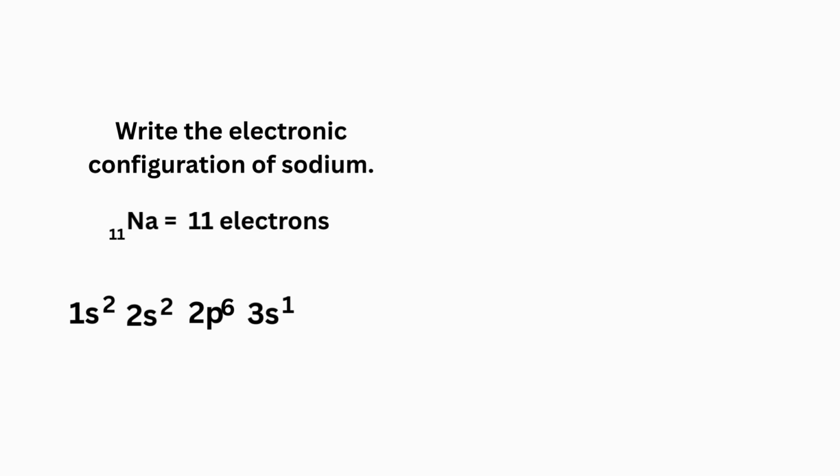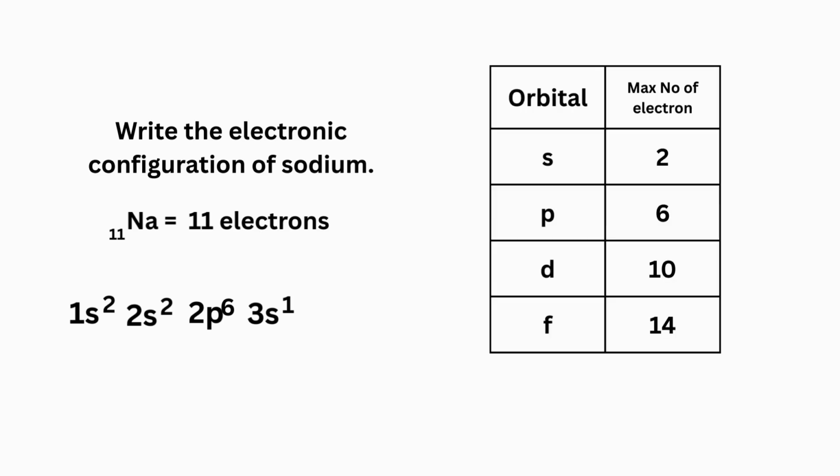Then the remaining 1 electron goes to 3s, and the final answer looks like this: 1s2, 2s2, 2p6, 3s1. Note that the amount of electrons filled is based on the maximum each orbital can take. The remaining electrons, if any, are filled in the subsequent orbital.